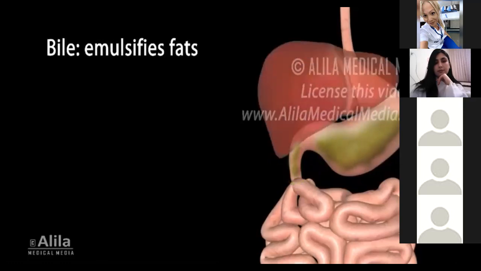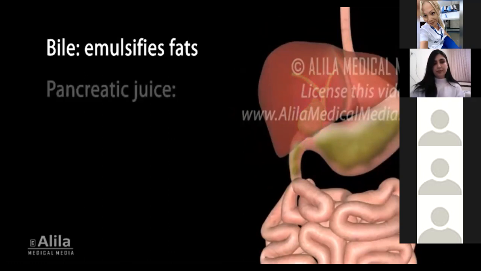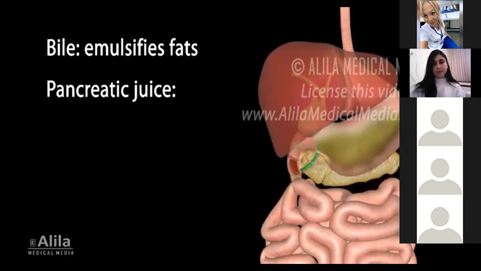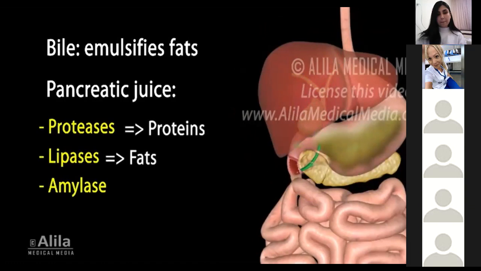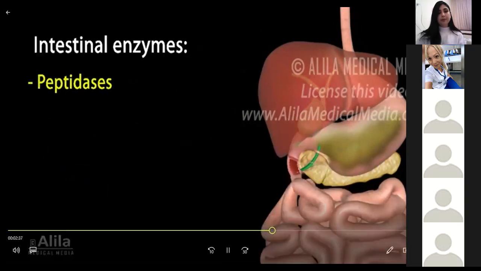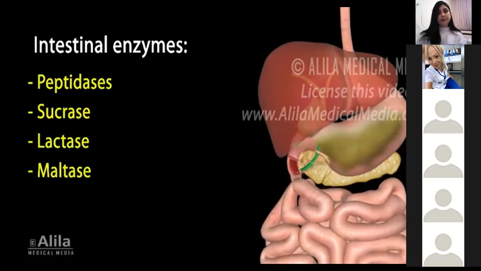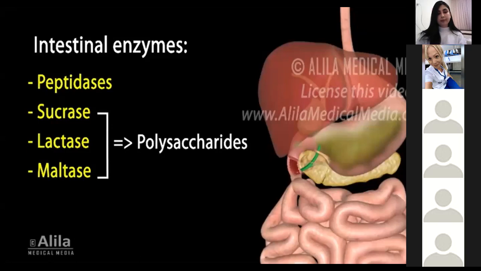The duodenum receives the following digestive enzymes from accessory organs: bile, produced in the liver and stored in the gallbladder. Bile emulsifies fats and makes it easier for lipases to break them down. Pancreatic juice from the pancreas. This mixture contains proteases, lipases, and amylase and plays a major role in digestion of proteins and fats. The small intestine also produces its own enzymes: peptidases, sucrase, lactase, and maltase. Intestinal enzymes contribute mainly to the hydrolysis of polysaccharides.